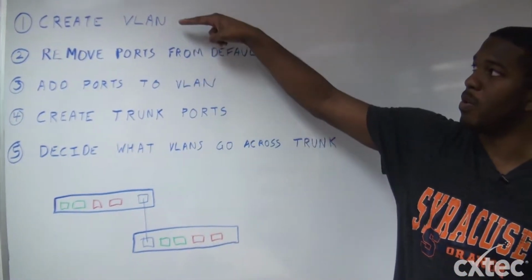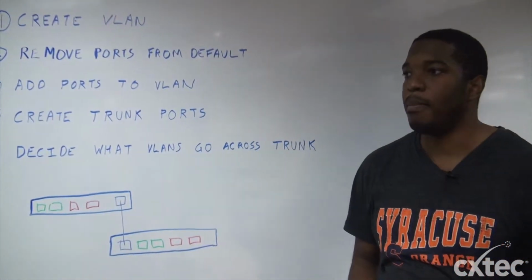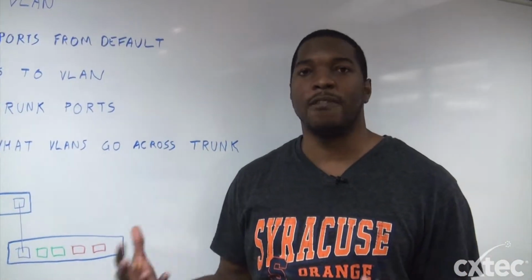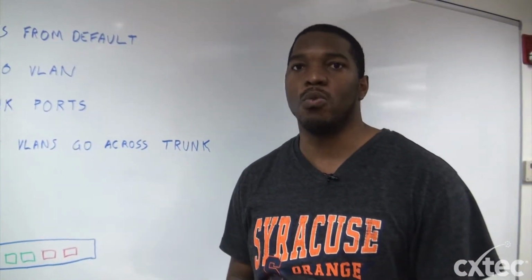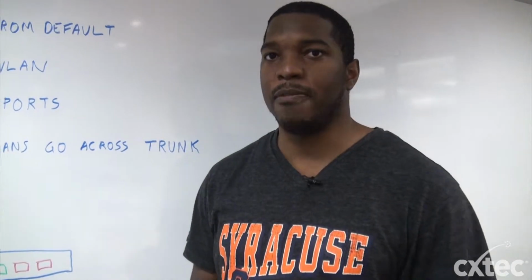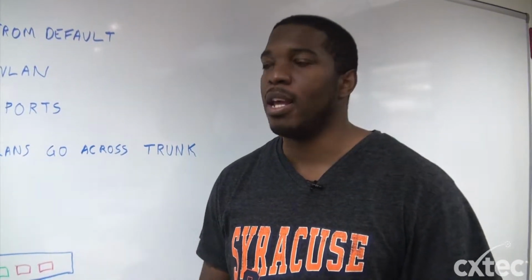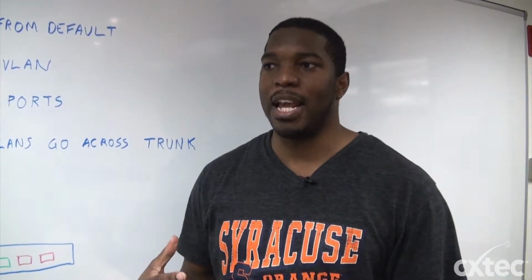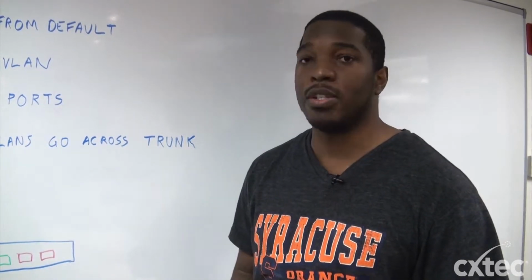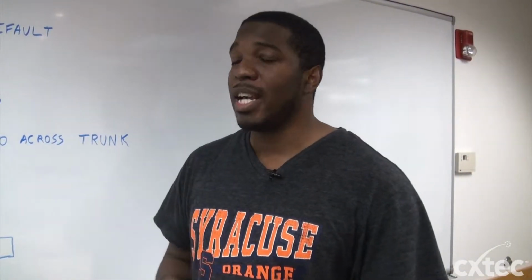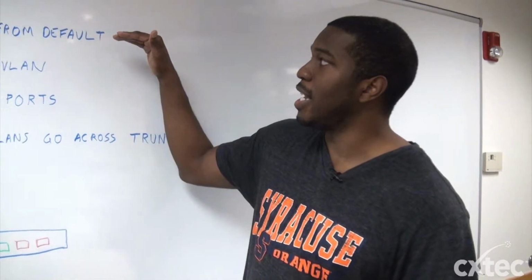The first step you want to do is create a VLAN. By default, there's one VLAN. Everything's in a default VLAN. Sometimes that's VLAN 0, 1, or just default or management VLAN. So you want to create a new VLAN. You can create it by creating, like, VLAN 2 or something like that, depending on what you want it to be.